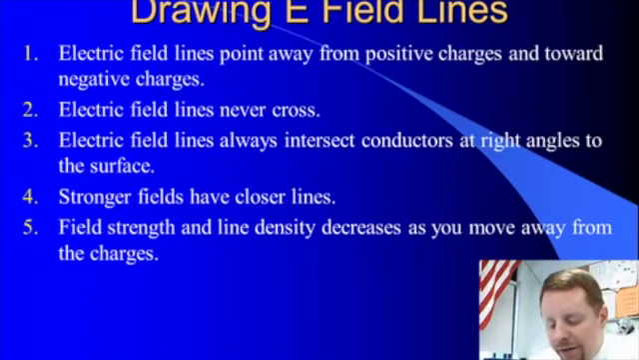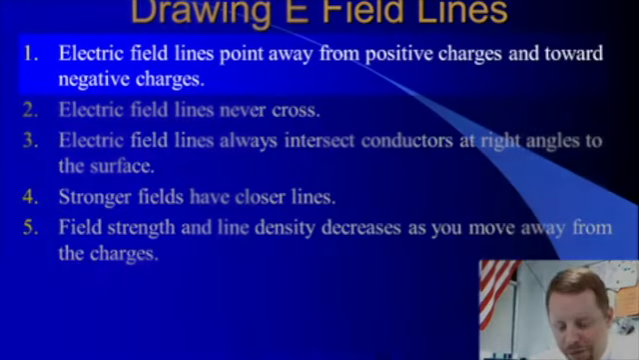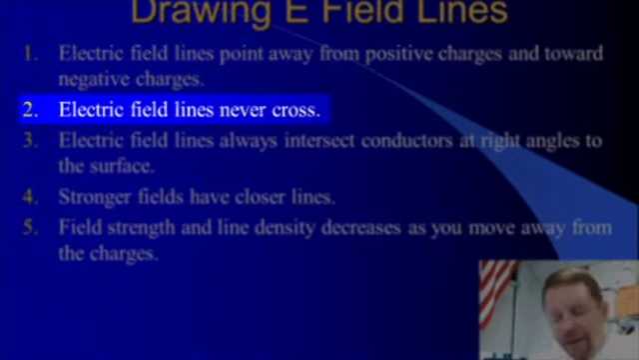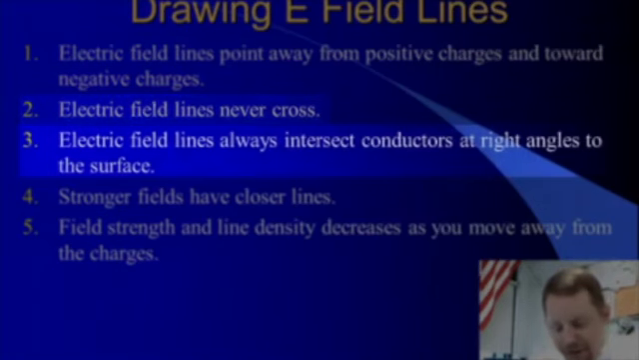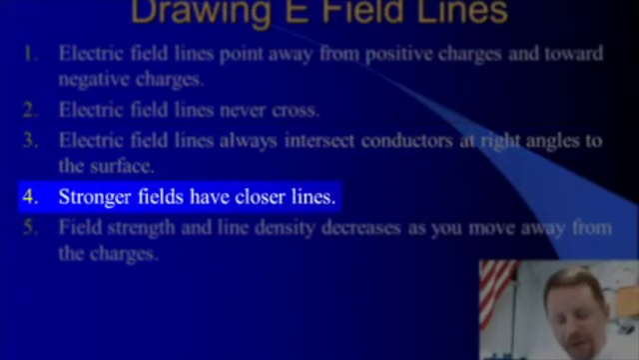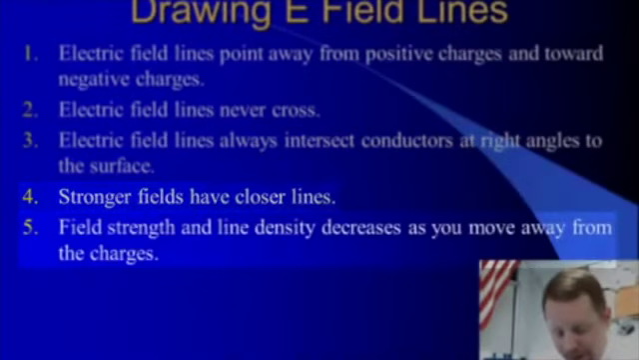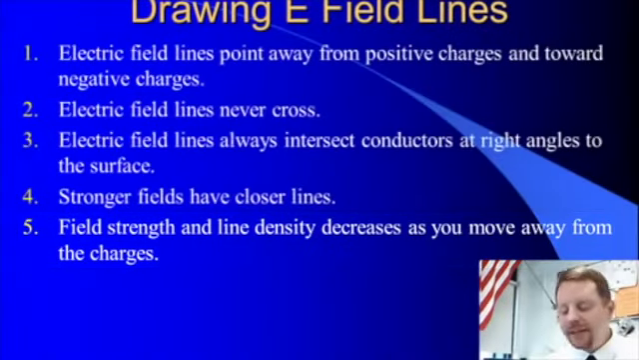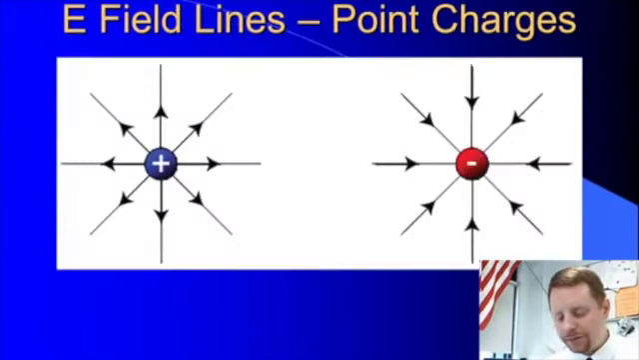Now, when we draw electric field lines, we have to follow a couple simple rules. Electric field lines point away from positive charges and toward negative charges. Electric field lines never cross each other. They always intersect conductors at right angles to the surface. Stronger fields have closer lines, of course, and field strength and line density decrease as you move away from the charges because it's an inverse square relationship. Let's take a look at some examples. It's kind of complicated when you just look at the rules. When you see how they actually work, it's a lot more straightforward.